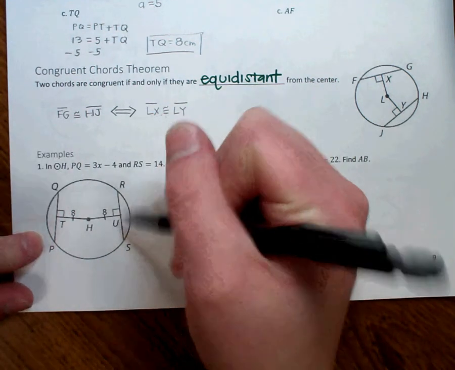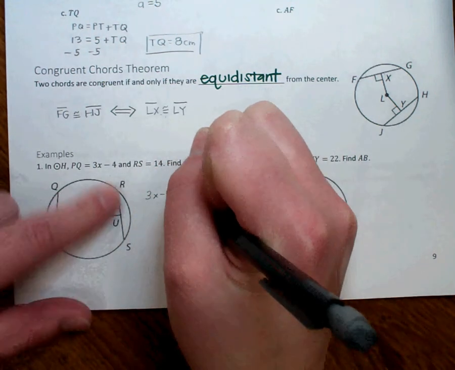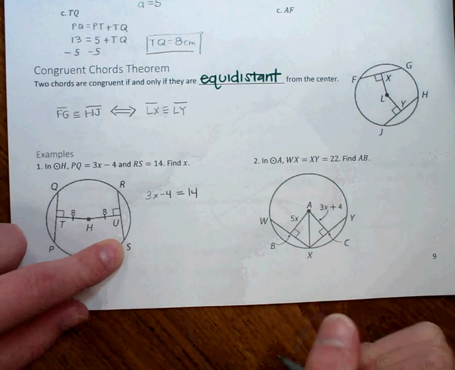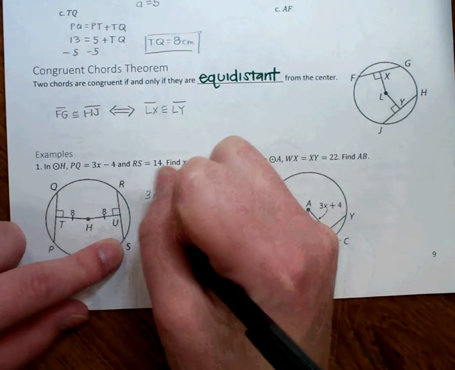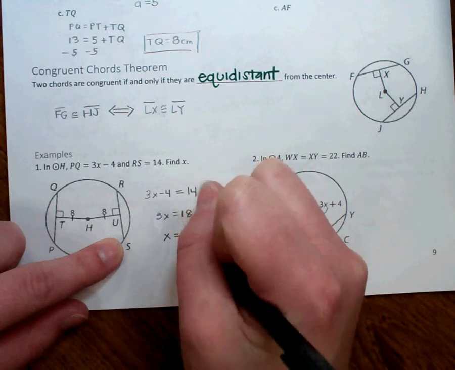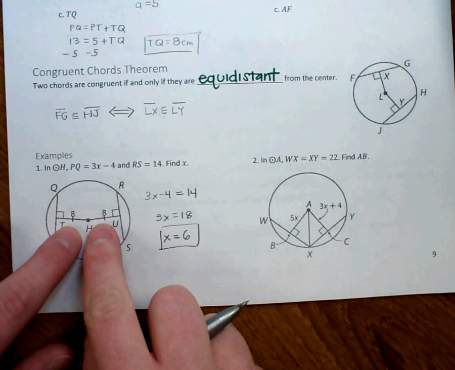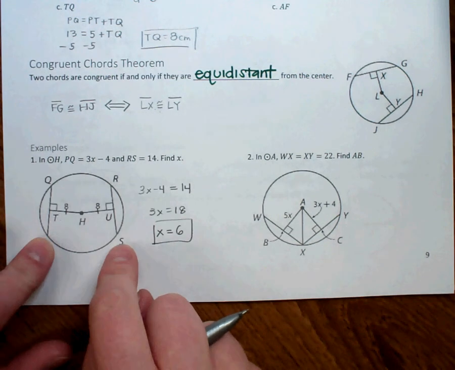And so PQ is 3x minus 4. RS is 14. We can set those two equal to each other. And say, well, hey, x then is 6. Okay? So if we know they're equidistant, then we know the chords are congruent.